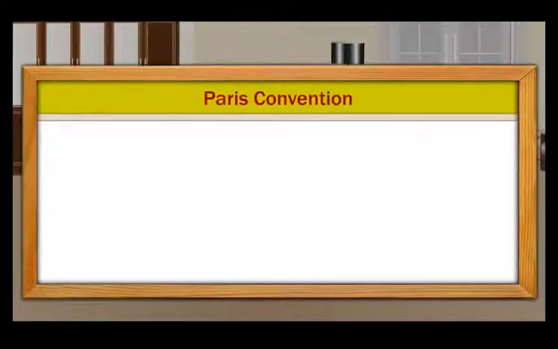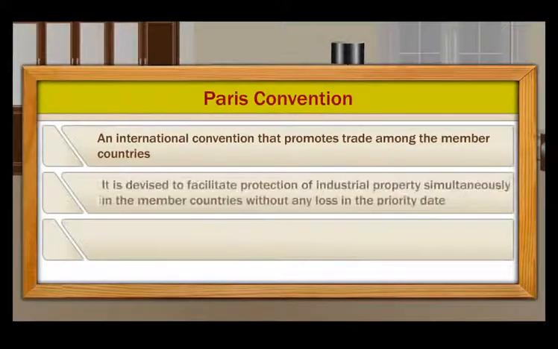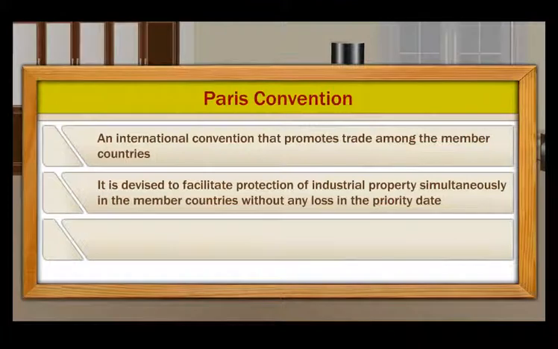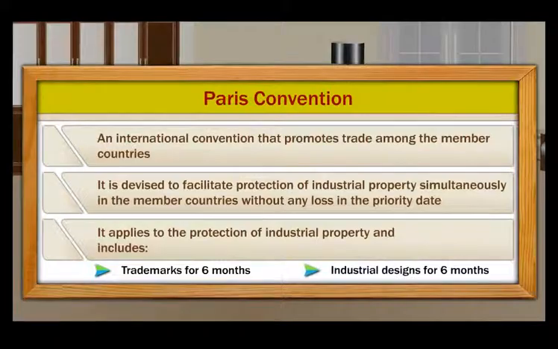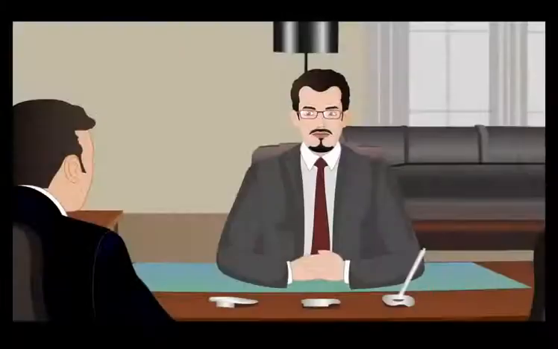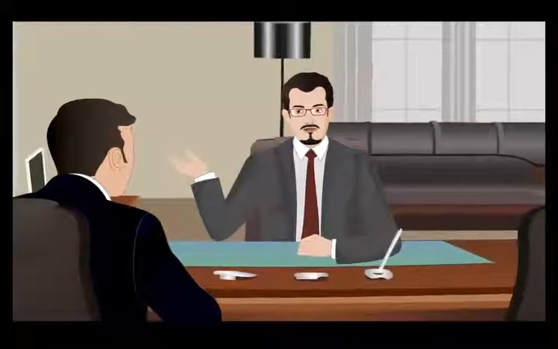Paris Convention is an international convention that promotes trade among the member countries. It is devised to facilitate protection of industrial property simultaneously in the member countries without any loss in the priority date. Paris Convention applies to the protection of industrial property and includes trademarks for 6 months and industrial designs for 6 months. Let's file applications for patent, trademark, and industrial design in joint states.